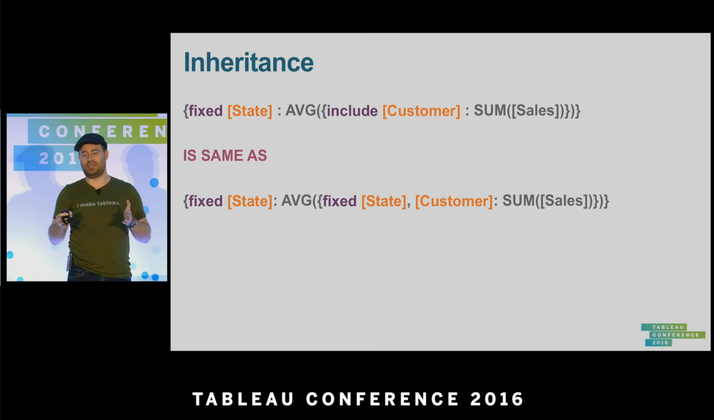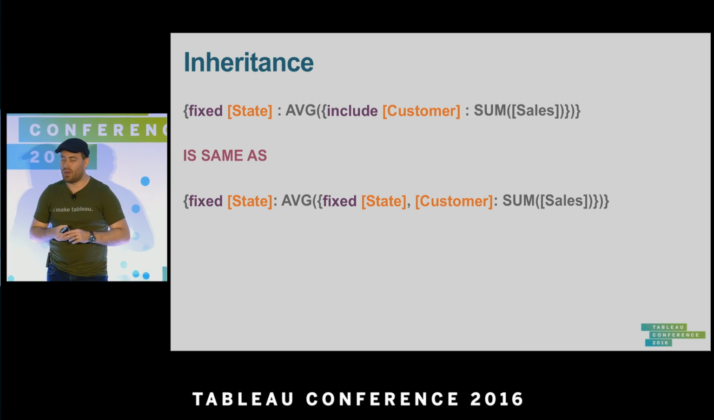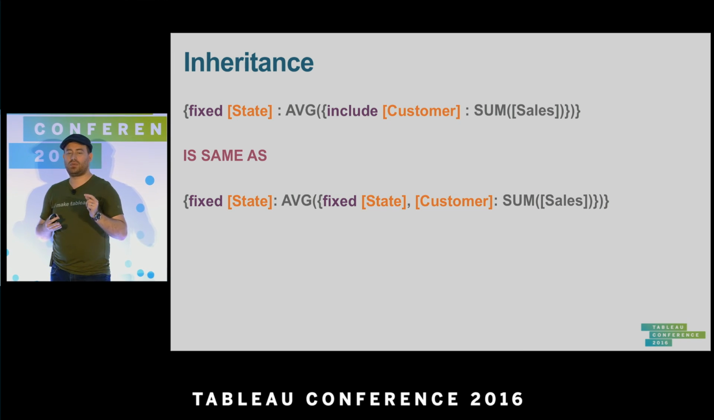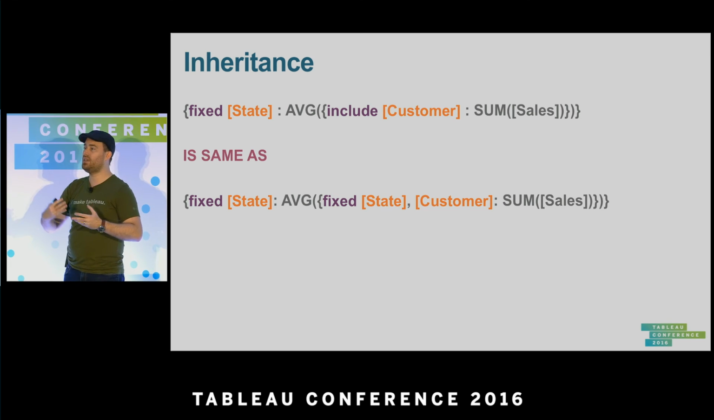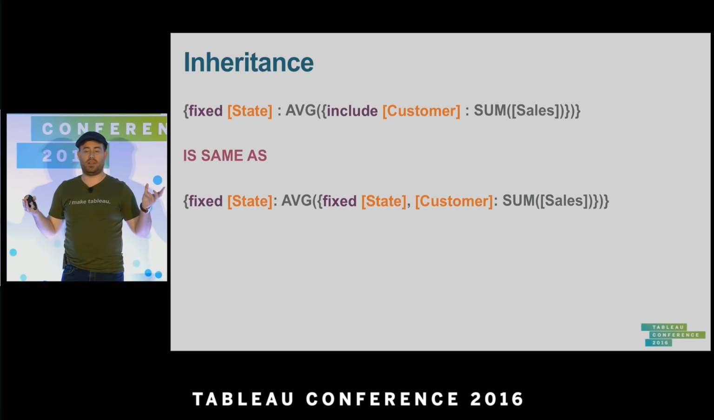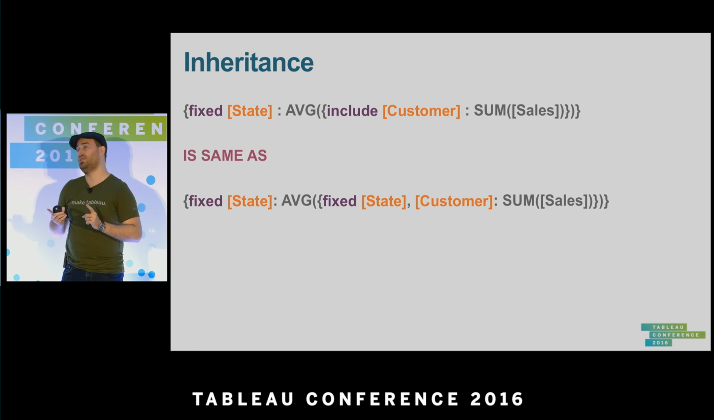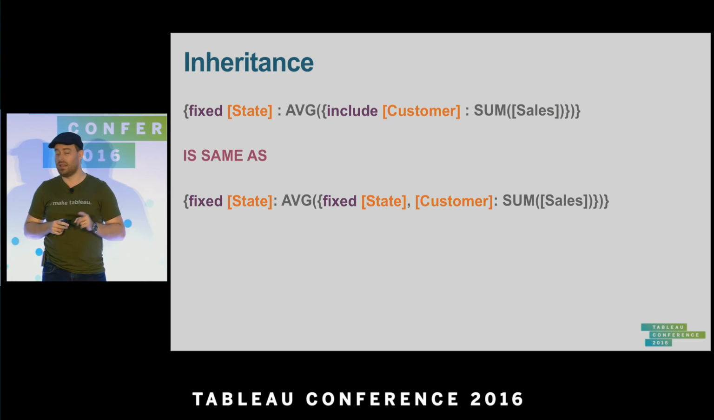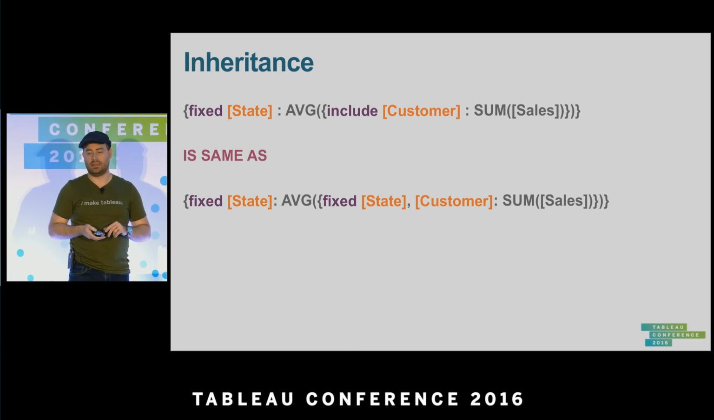So in this case, I have a nested calculation that has fixed and include. And it's the same as the bottom one. And the reason for that is a fixed will push, so include inherits the dimensionality from the outer context. It could be the viz, or it could be the encapsulating calculation, right? It takes the viz and adds something. It takes the outer calculation and adds something. So we'll inherit state from the outer calculation and compute at state and customer level. It also inherits the filter, so it will act like a fixed calculation. As a result, it's the same as writing fixed state customer sum of sales.